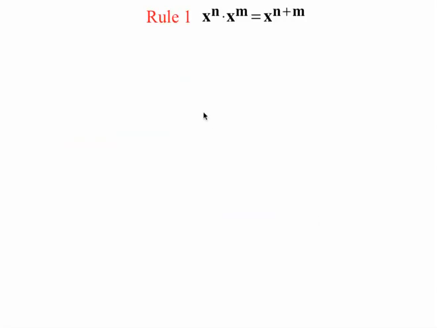And that's our rule. Our rule is, when you're multiplying powers, add the exponents. As long as you have the same base and these powers are multiplying each other, the shortcut is just add the exponents and keep the base.